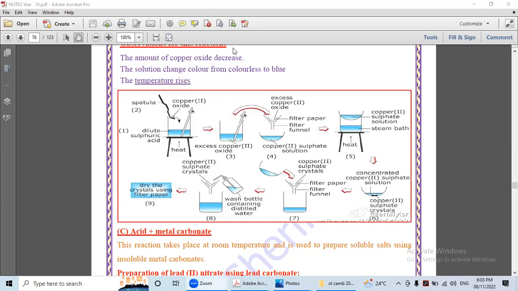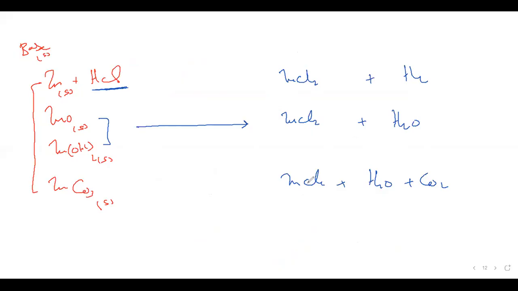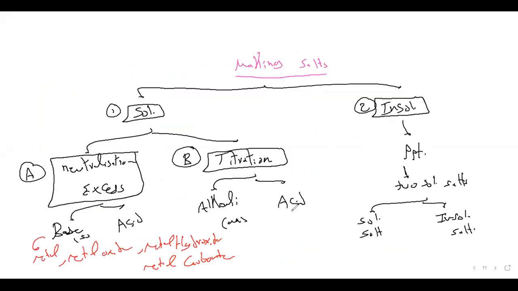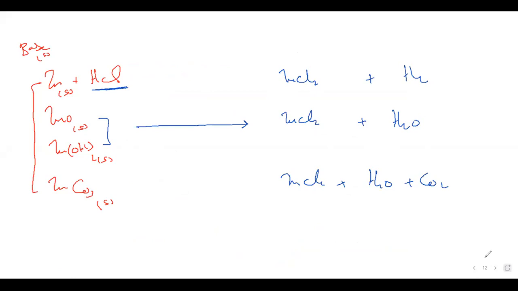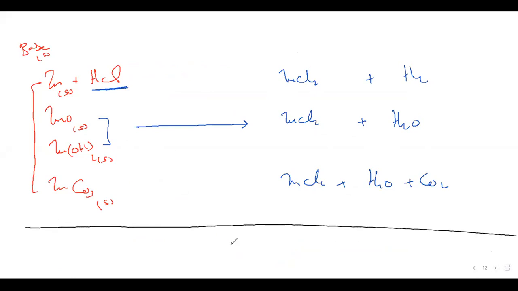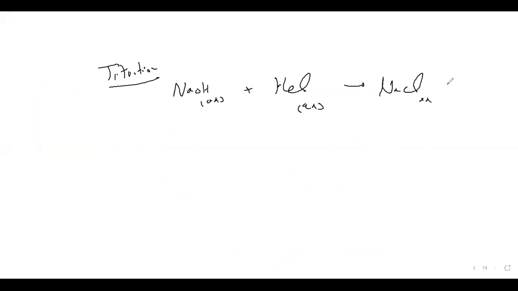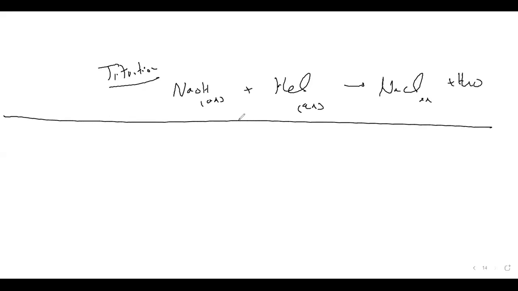In titration, we said that this is formed between both alkali and acid. So both of them are aqueous, like the reaction between sodium hydroxide aqueous plus hydrochloric acid aqueous to form sodium chloride and water. Both of them are aqueous, so we must have titration.